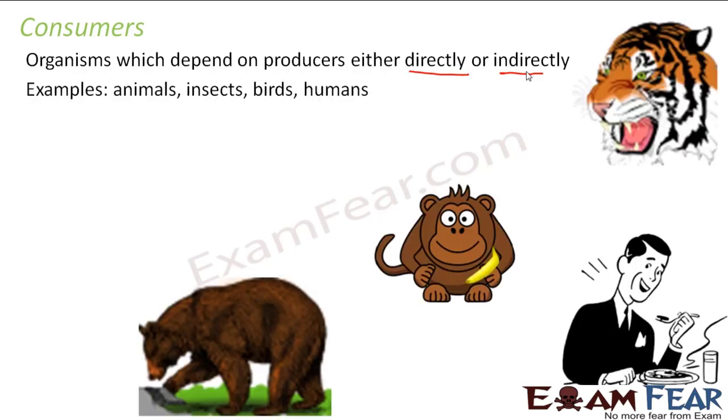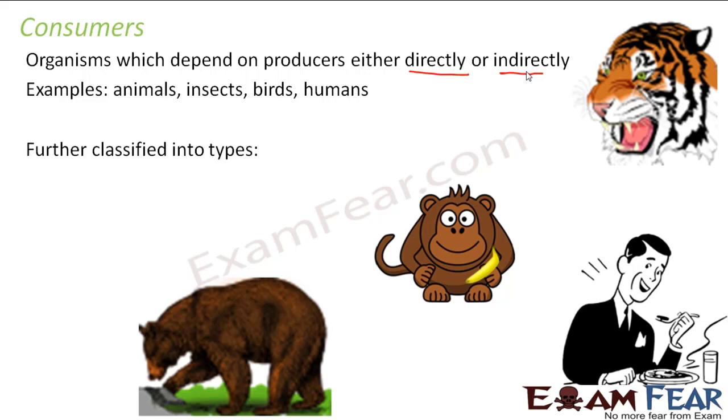Examples: animals, insects, birds, humans. For example, here you can see a tiger, a human being also. Many of us feed on plants as well. For example, vegetarian people generally eat fruits or vegetables, right? So they are directly dependent on plants. But there are some people who are non-vegetarian. That is, they eat meat as well. They eat meat, they eat fish, and these organisms in turn depend upon plants. So even human beings are consumers. That is, we also directly or indirectly depend on plants.